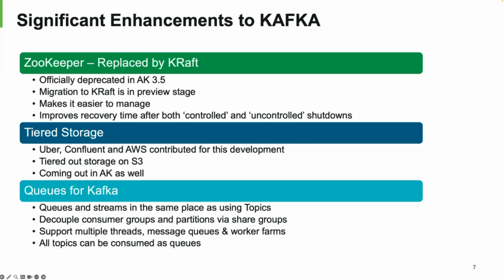The first one that you have heard is that Zookeeper is getting replaced, and it's being replaced by Kraft, which is the short form for Kafka Raft. And the migration from Zookeeper to Kraft is in the preview stage. It was announced a few years ago that Zookeeper will be deprecated. That moment has arrived now. The move to Kraft is essentially to make deployment and operations much simpler and improve the scalability by 10x, because Kraft is a much more efficient way of handling the metadata.